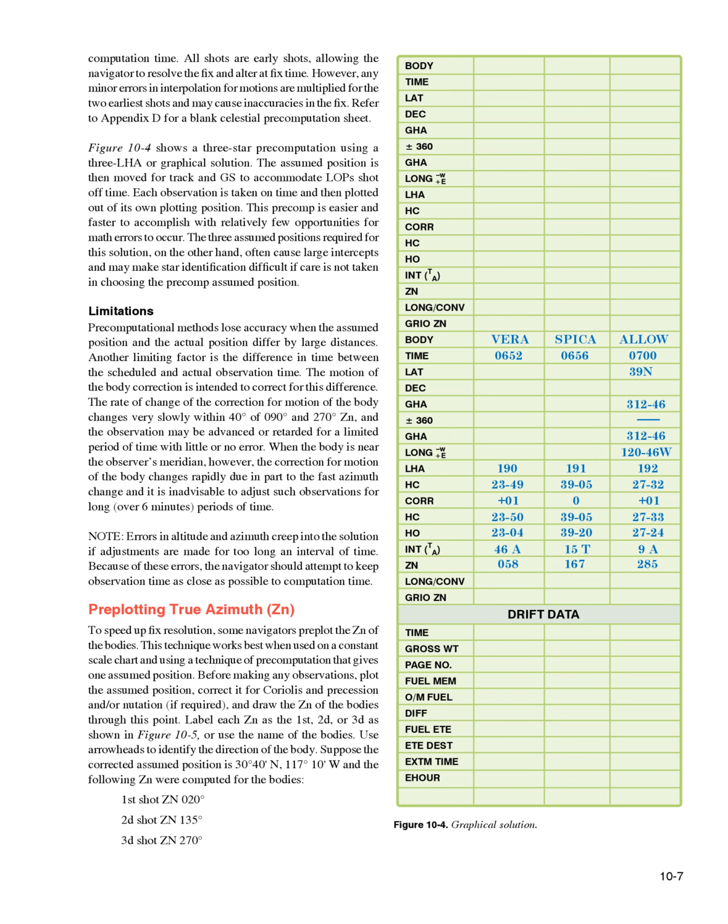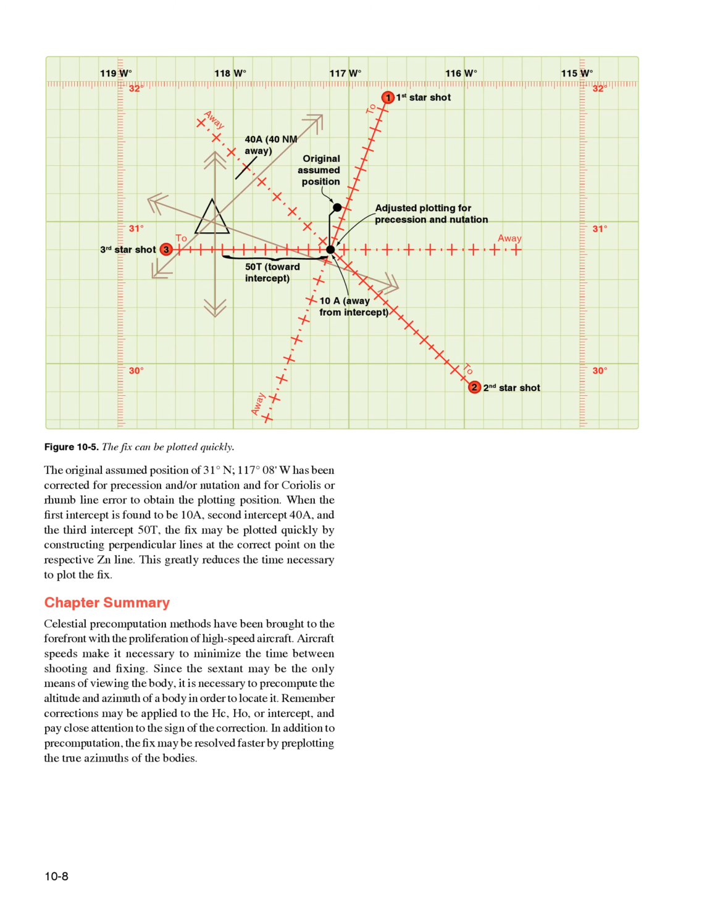Suppose the corrected assumed position is 30 degrees 40 minutes north, 117 degrees 10 W, and the following ZN were computed for the bodies. First shot ZN 020 degrees, 2nd shot ZN 135 degrees, 3rd shot ZN 270 degrees. The original assumed position of 31 degrees north, 117 degrees 08 W has been corrected for precession and/or nutation and for Coriolis or rhumb line error to obtain the plotting position.